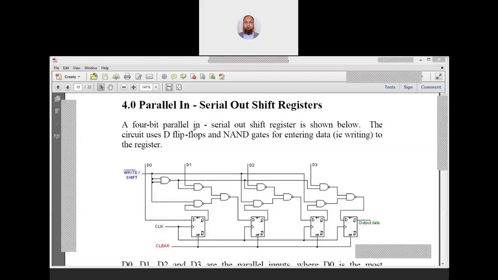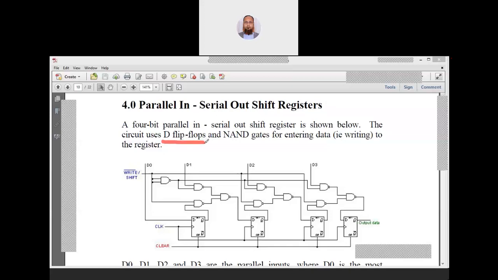A 4-bit parallel in serial out shift register is shown. You can see here how many bits are there. The bits are decided by the number of flip-flops; you should remember this always. This external circuitry doesn't decide the number of bits. The number of bits is always decided by the flip-flops. There are 4 flip-flops, so we can say it is a 4-bit shift register. The circuit uses D flip-flops.